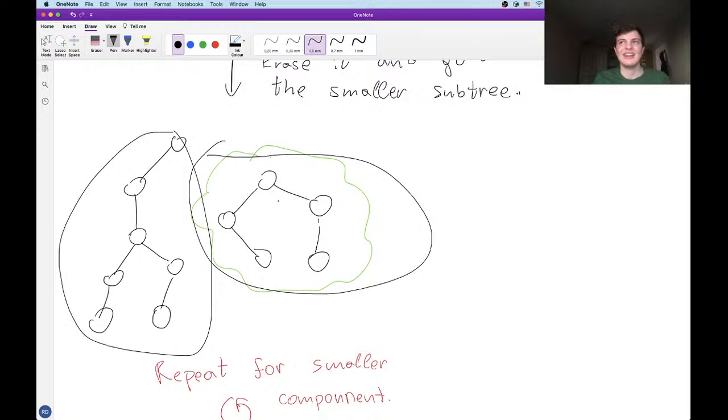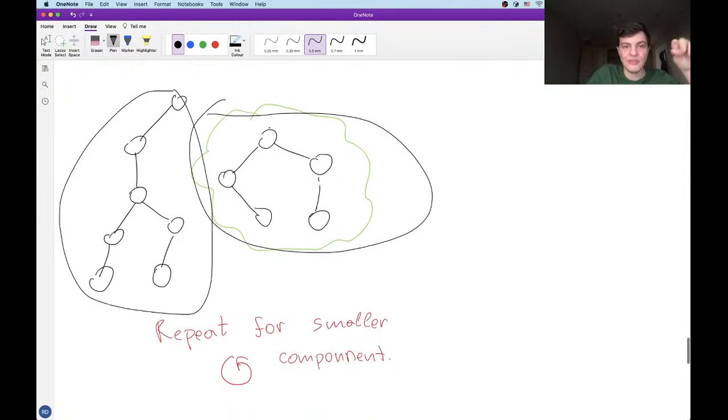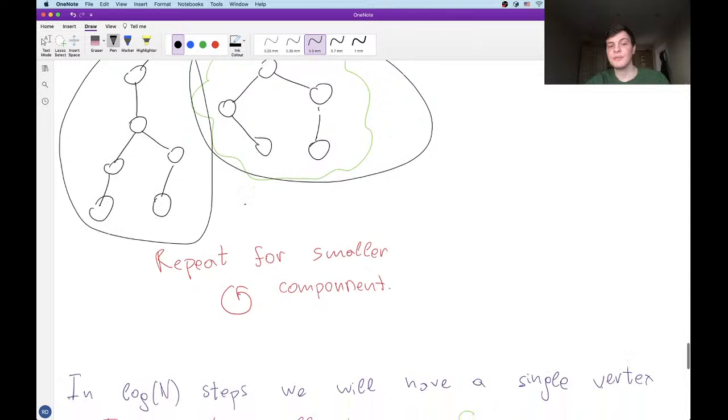But this procedure is actually going to end in at most log steps. What I mean by this procedure is that after we get this component, we again find the last edge in the prefix that appears in this smaller component, and so on and so on. And in the end, we are going to get a single vertex. That's S.